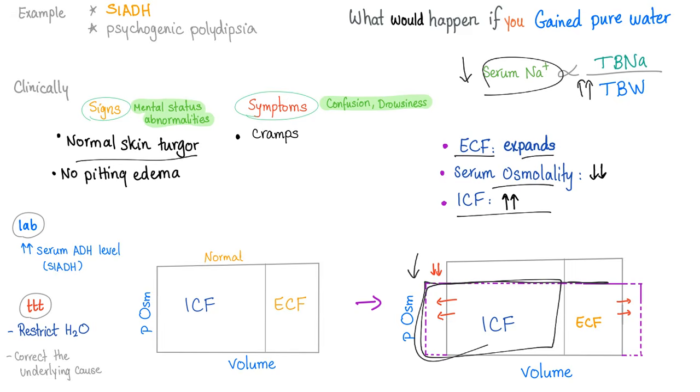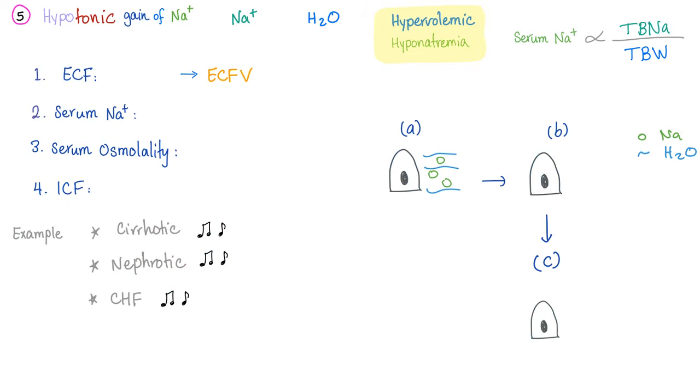Okay, signs. You have normal skin turgor. Why? Total body sodium is normal. No pitting edema. Why? Total body sodium is normal. In the lab, serum ADH level is going to be high in cases of SIADH, but it's going to be not high in case of psychogenic polydipsia. Treatment, restrict water.